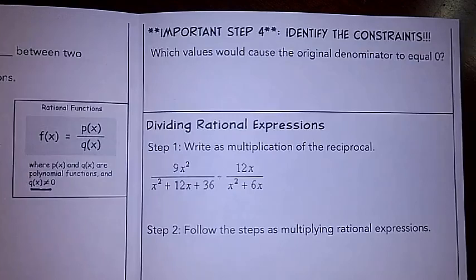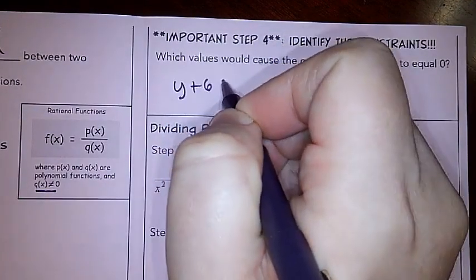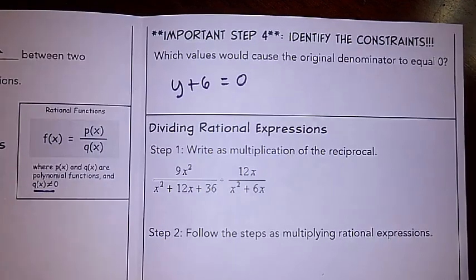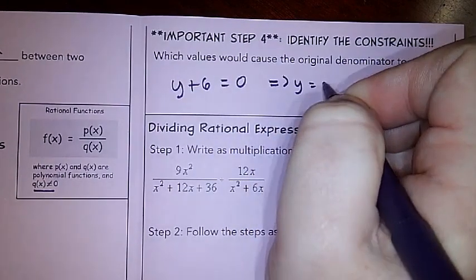Before we can finish the problem, we must complete step 4, which is to identify the constraints. Now, as we said, a rational function can only work when the denominator is not equal to 0. So we're going to ask ourselves which values would cause the original denominator to equal 0. So I'm going to write y plus 6 is equal to 0. And solving this gives me y equals negative 6.